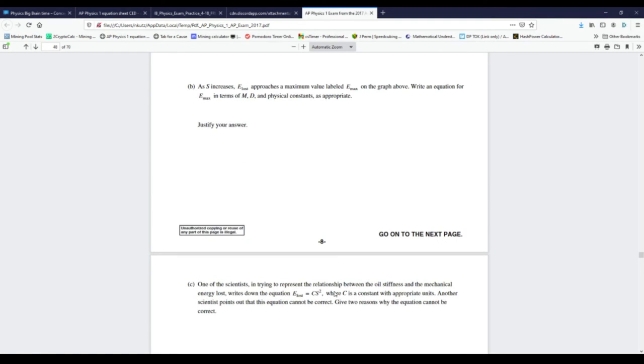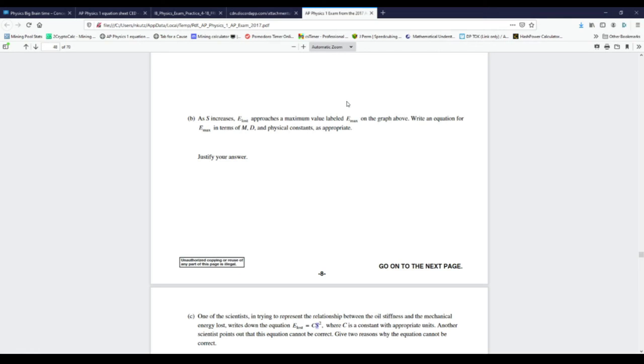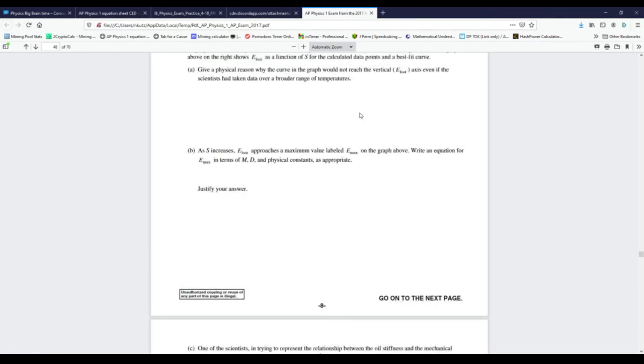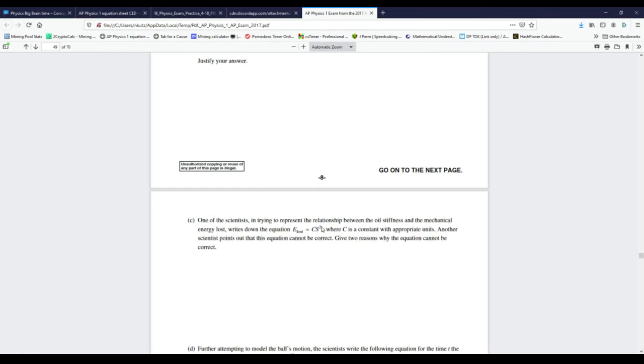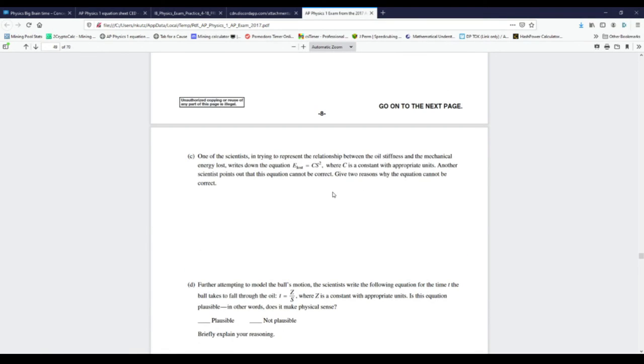Give 2 reasons why the equation cannot be correct. All right, so one reason, I guess, could be: does this look like it's going to 0? Okay, well, that doesn't change anything. S squared would be the inverse graph, so this is a square root graph. The proportionality between Emax and stiffness is square root, so it can't be squared. So that's reason 1. Reason 2, though, I guess you could say because it has a horizontal asymptote, although that's secretly the same answer as the first one.